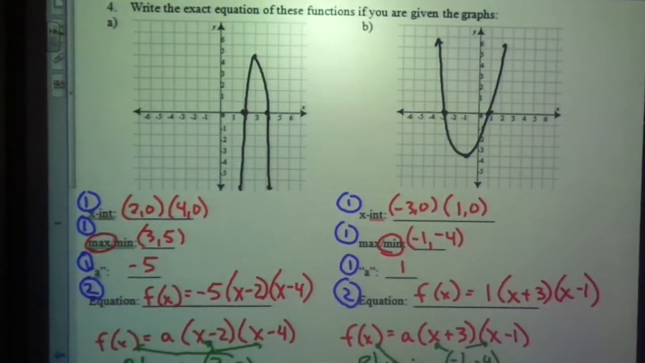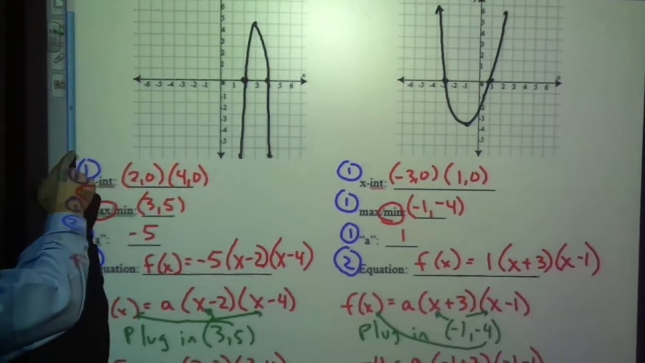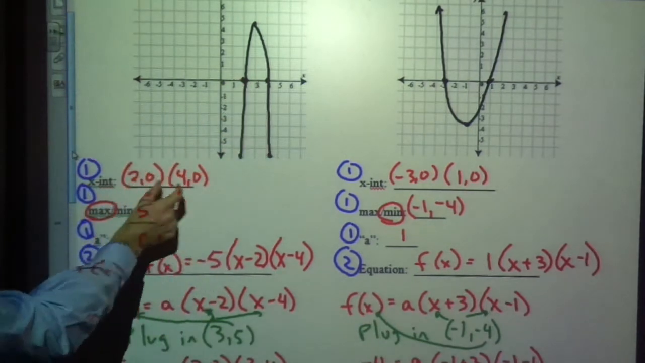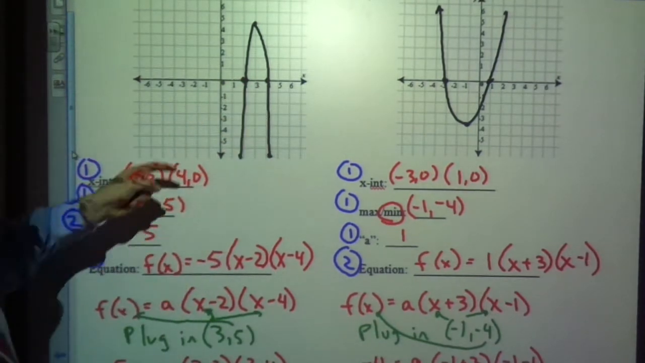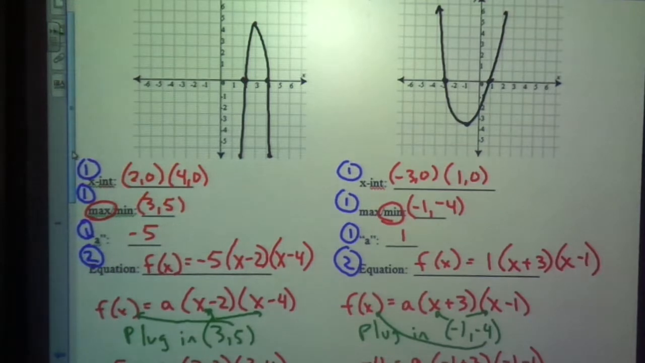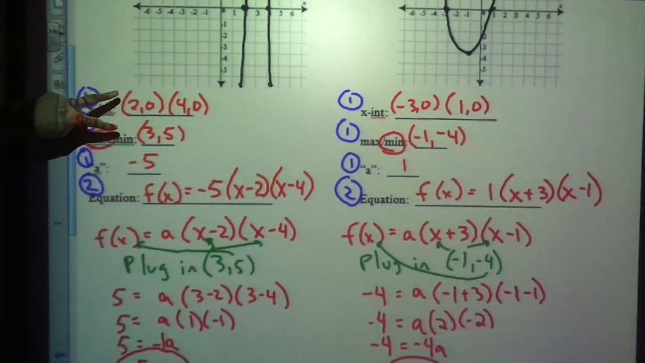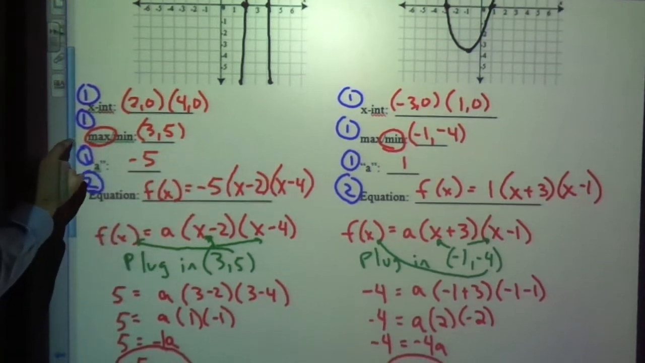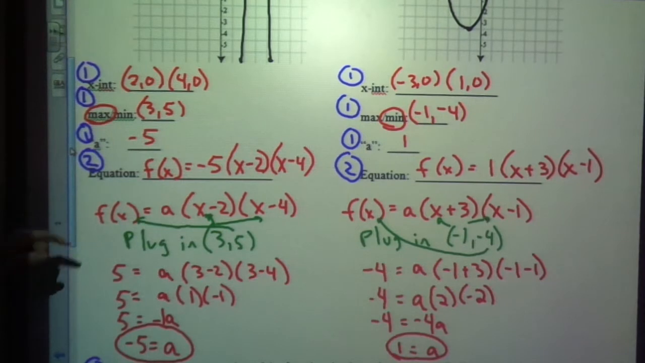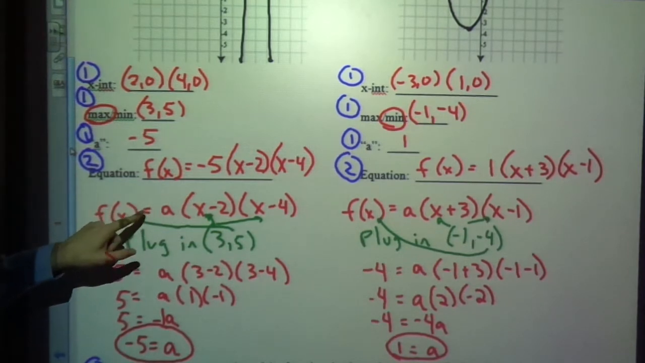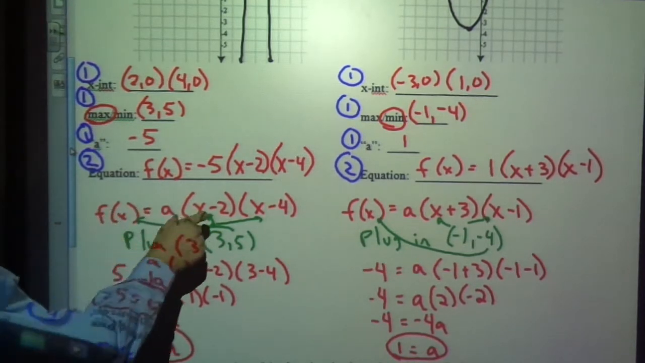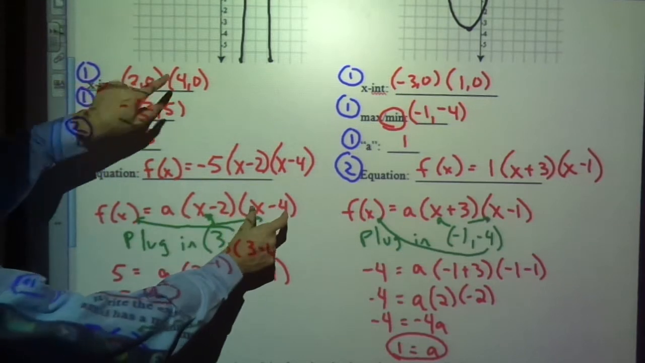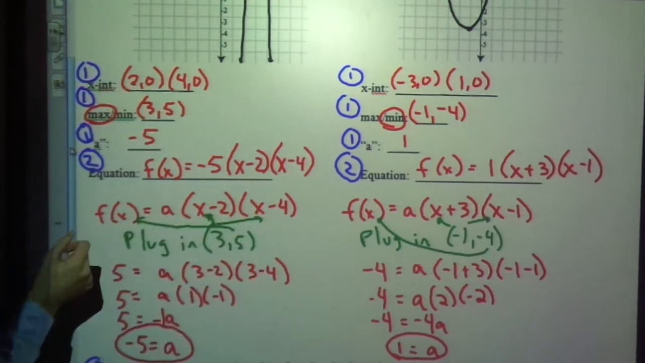Problem 4. The x-intercepts are 2 and 4, 2, 0, 4, 0. The maximum here is the point 3, 5. Now the a value is where it gets tricky. So I did this, and then I left this stuff, and I came down here, and I set up an initial equation using my x-intercepts. That f of x equals a, because we don't know the front number yet, where we can use the x minus 2 and the x minus 4 from the x-intercepts.